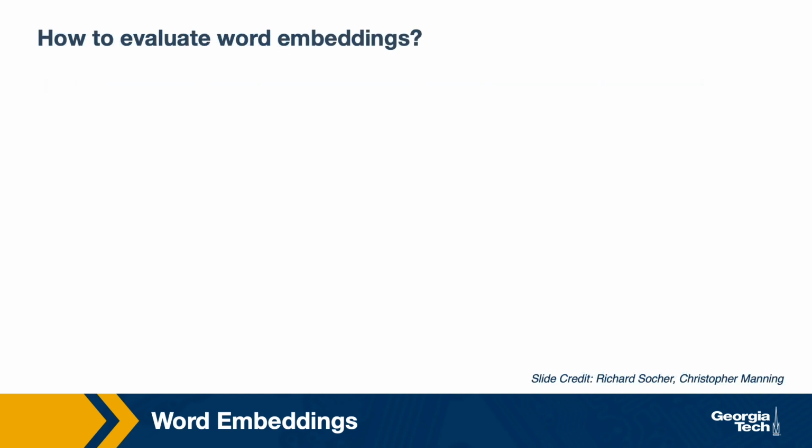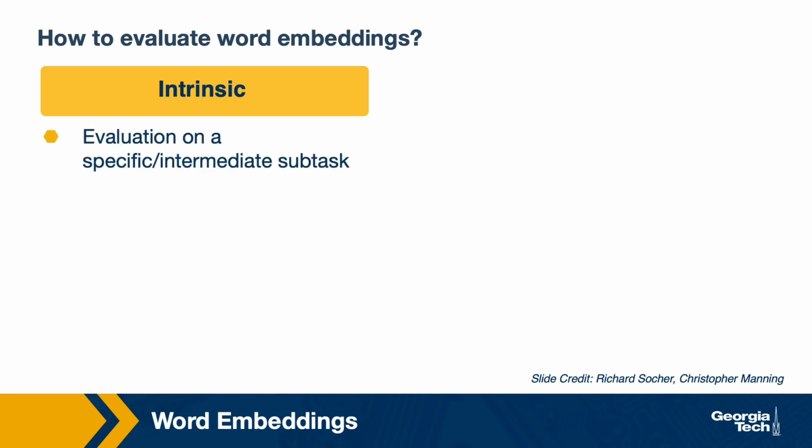Now I want to talk about how to evaluate word embeddings, as evaluation is always a very important part. There are mainly two categories of evaluations, namely intrinsic ones and extrinsic ones. In intrinsic evaluation, word embeddings are usually evaluated on a specific internal task, such as checking the nearest neighbor of a particular word vector.